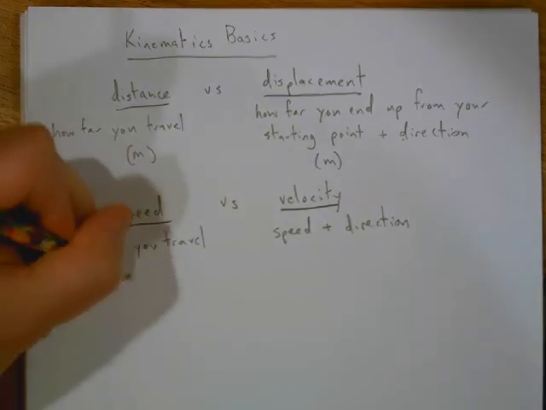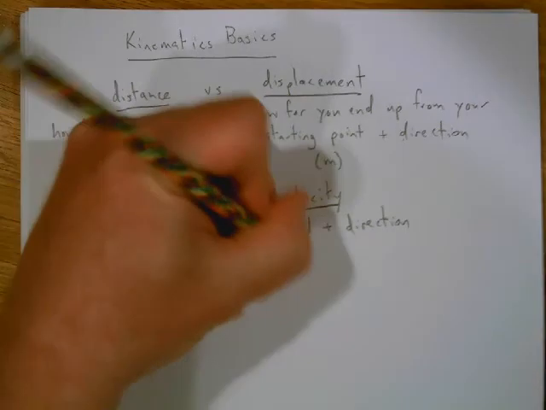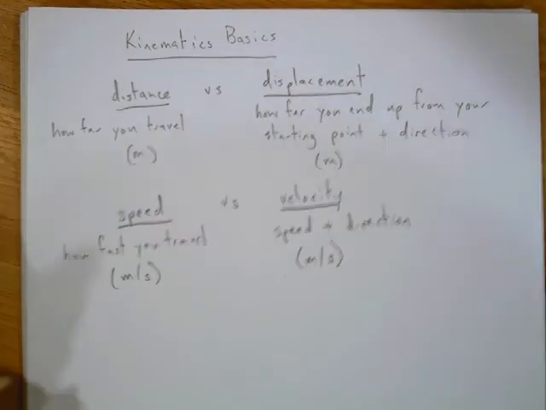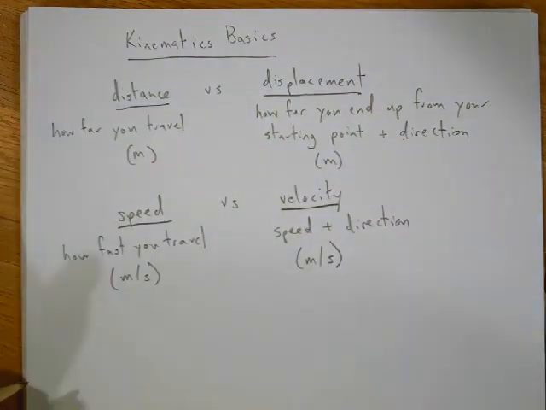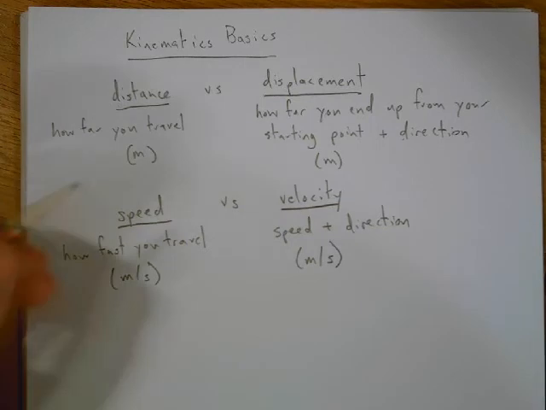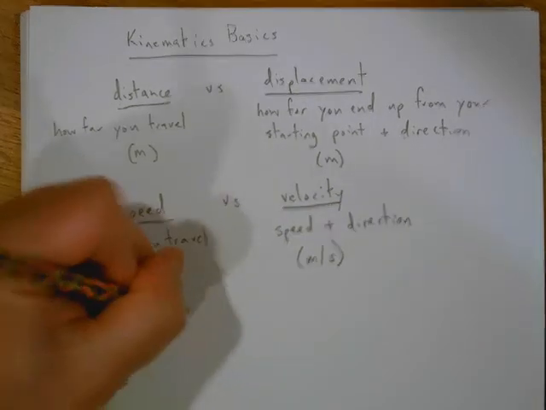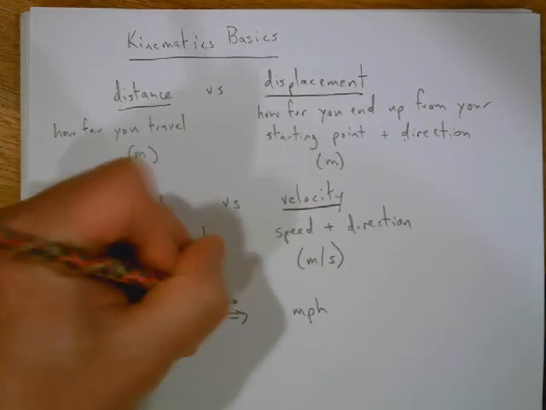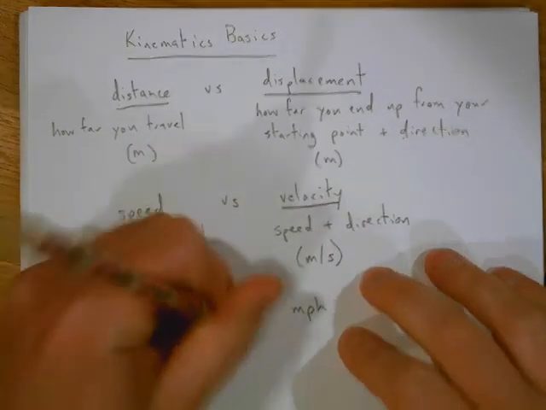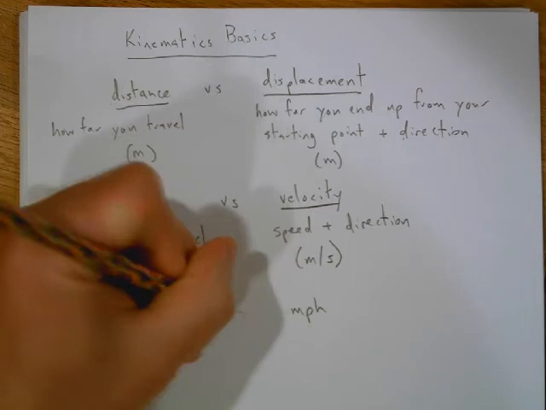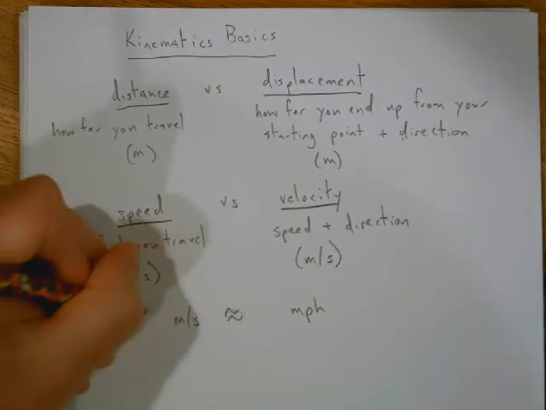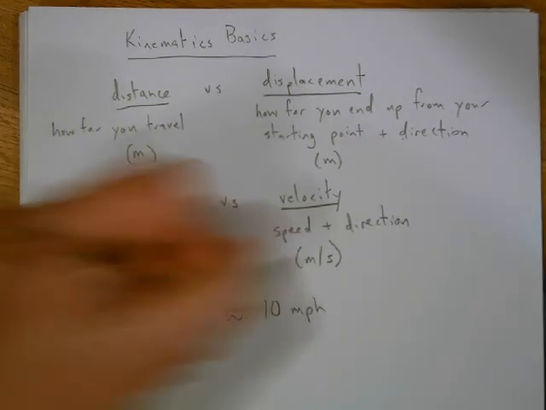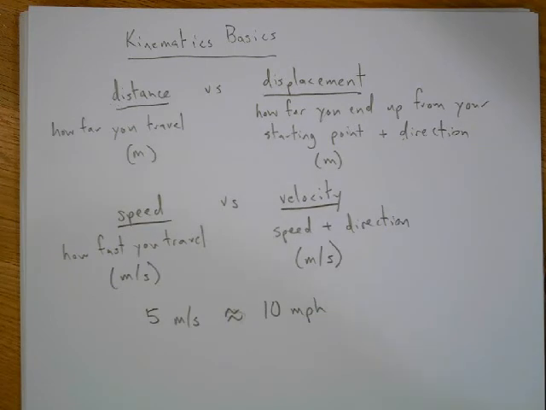Remember, if you think about units, this is going to be meters per second. This would also be meters per second. Those are most of the time the units that we're going to use. Or if you like, sometimes it might be miles per hour. Just so you remember, to go from meters per second to miles per hour, it is roughly, let me just say roughly, double it. So if you have 5 meters per second, that is going to be roughly 10 miles per hour.